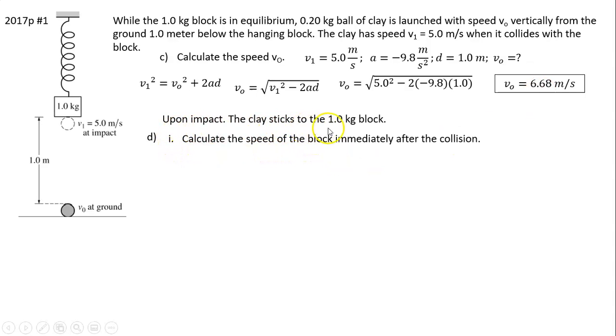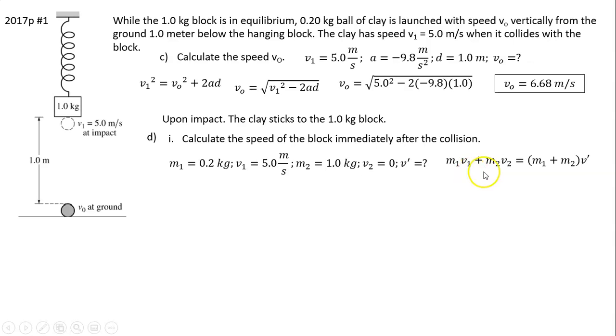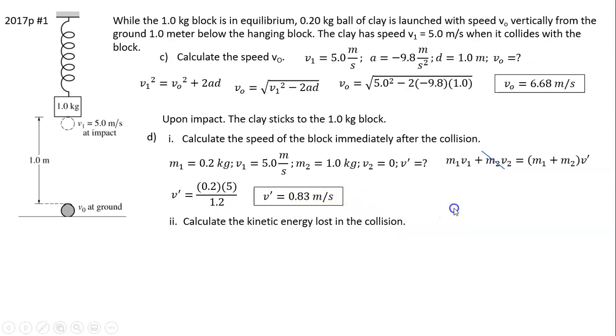Upon impact, the clay sticks to the 1 kilogram block. D, part 1, calculate the speed of the block immediately after collision. This is a collision, so we know momentum should be conserved. P before equals P after. What we know: m1, that's the clay, speed v1 right before collision, m2 is the block, and v2 was at rest. The two moved together. What's v prime equal to? That's the momentum conservation equation. Simply plug in your numbers. I cancel this out because v2 equals 0. And v prime equals 0.83 meters per second.